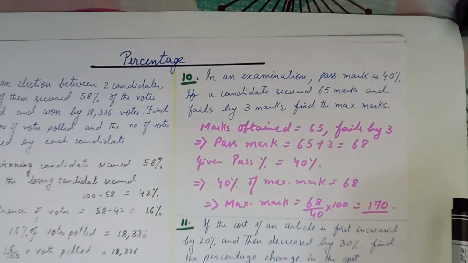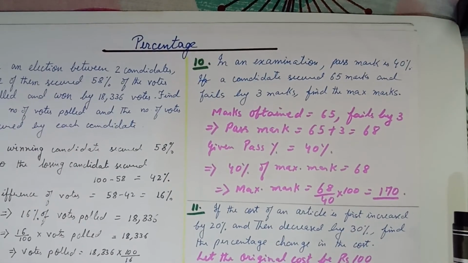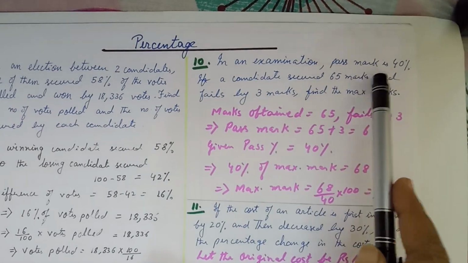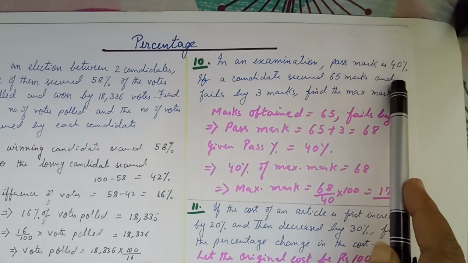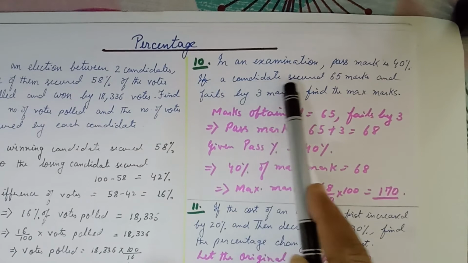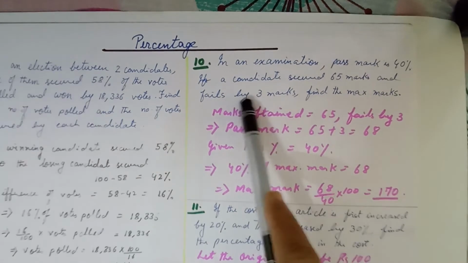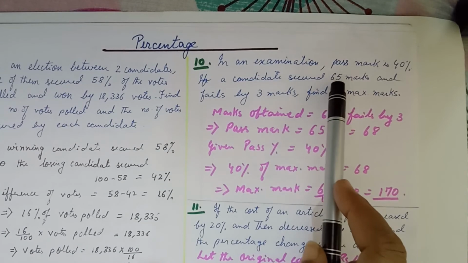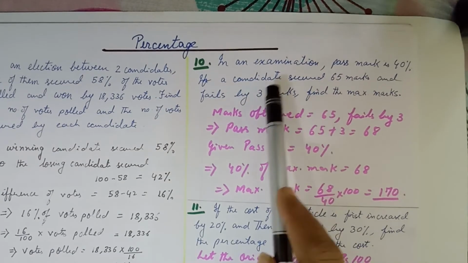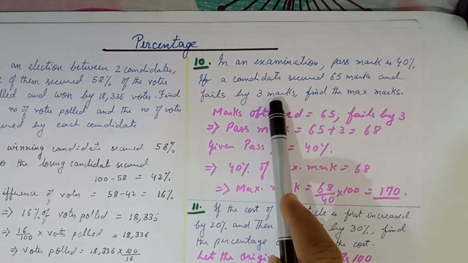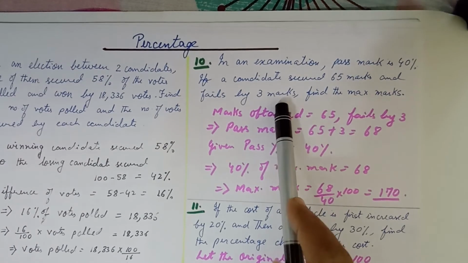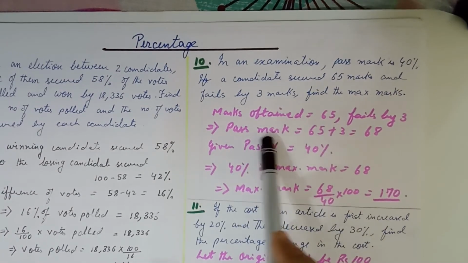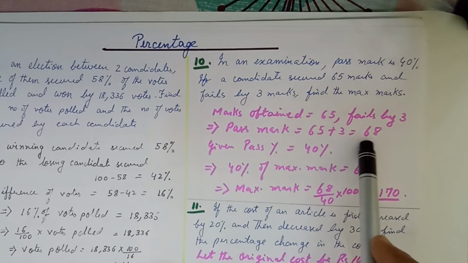The next question. Number 10. In an examination, pass mark is 40%, that is pass percent. If the candidate secured 65 marks and failed by 3 marks, find the maximum marks. That means if the candidate who is getting 65 had got 3 more marks, the candidate would have passed. So the marks obtained by the student is 65. Must have passed if the candidate secured 68.